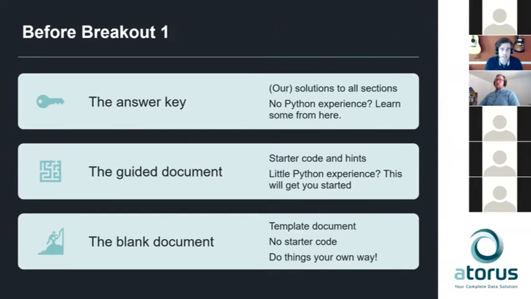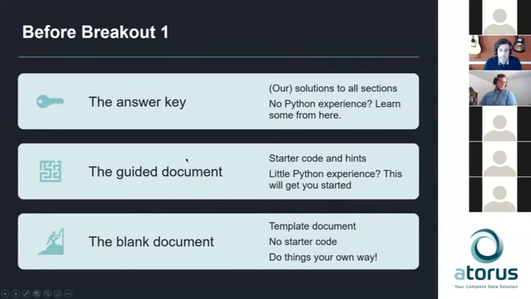So we have an answer key. These are our solutions to all sections. And if you have no Python experience, or no R experience or R Markdown experience, this is a good document for you to learn from. We've packed it full of comments to try to explain what's going on, to talk through the code, and show you what's being done and how. So the answer key document is available. I'll show you where these are within the file system momentarily.